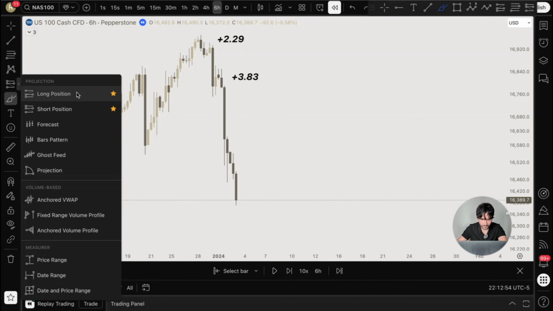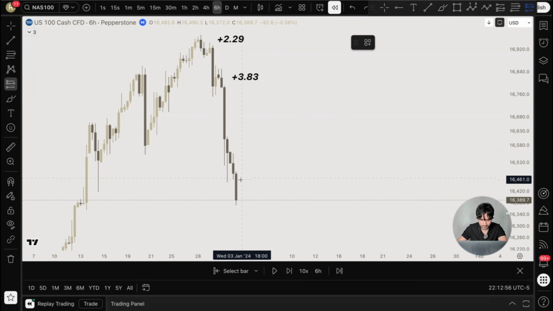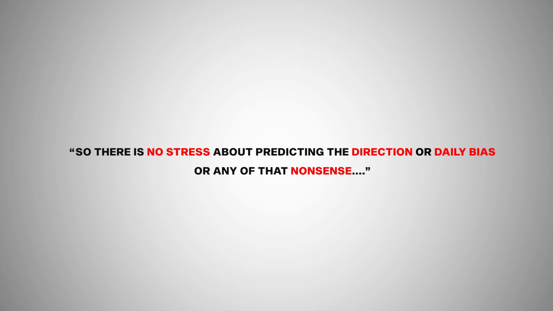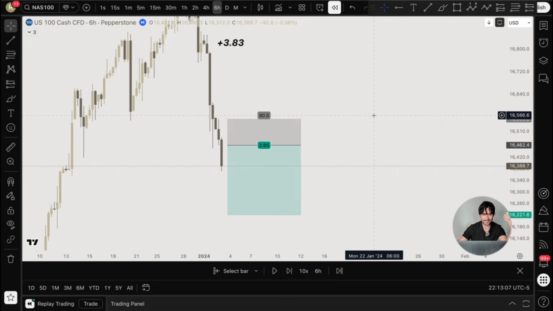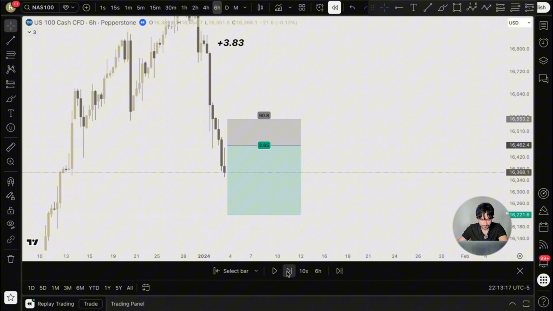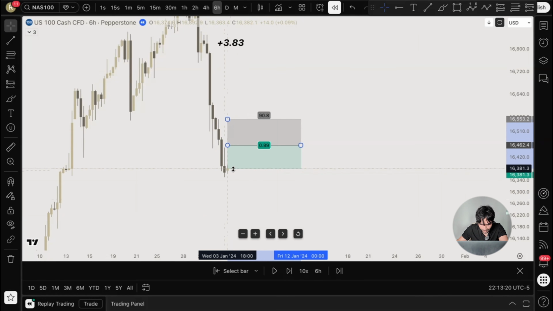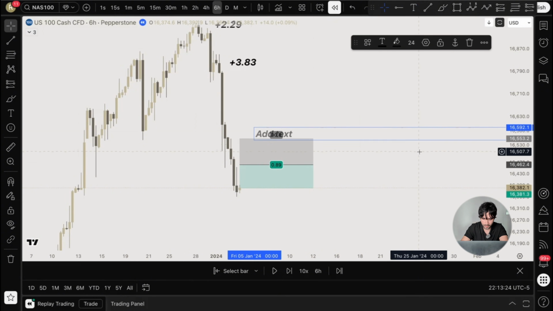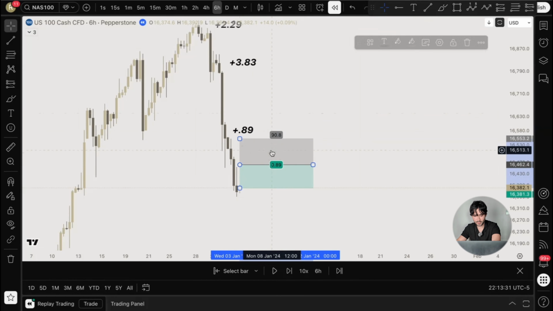All right, another trade in the direction of shorts. Again, price is confirming the direction, so there's no stress about predicting the direction or daily bias or any of that nonsense. We're simply just following data-backed rules. So this first New York candle tapped us in. We'll let these next 2 candles play out. And it looks like we totaled about 0.89R, which is still pretty solid, plus 0.89 at this candle here. And we'll close this position.